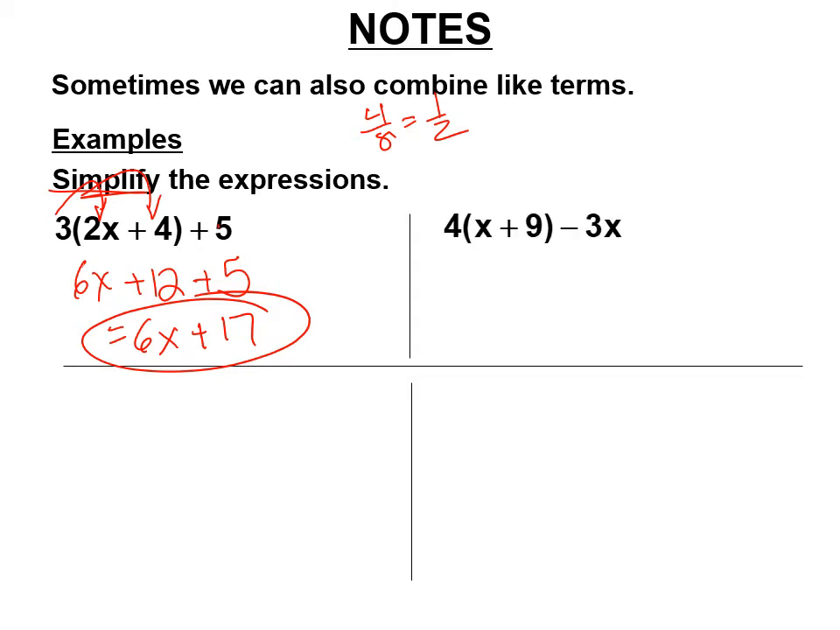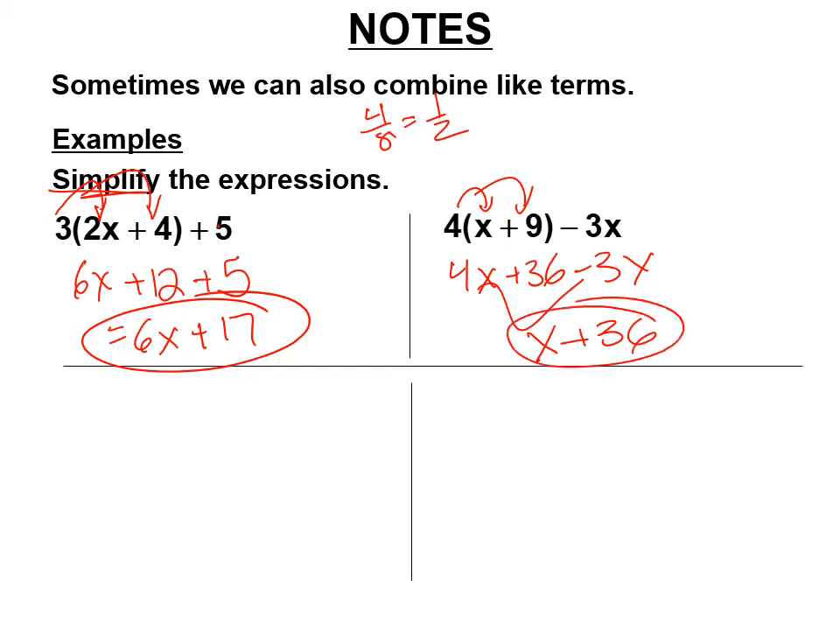Same thing here. So we have 4x plus 36 minus 3x. We have some like terms. We must combine them. Please do not write 1x in answers. 1x is perfectly acceptable while you're doing the problem. But in the answer, you're going to put x. 1x is x. x plus 36.